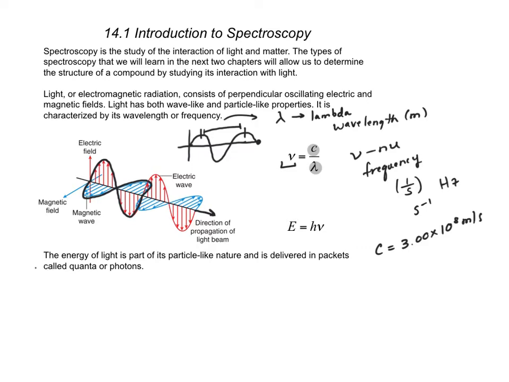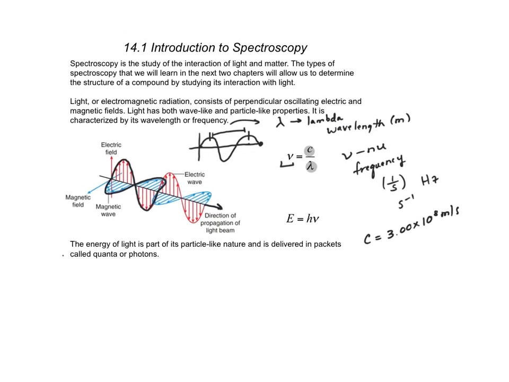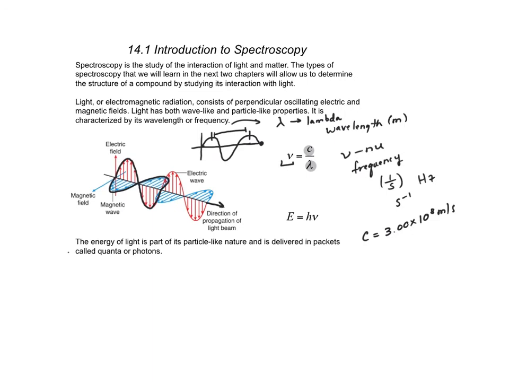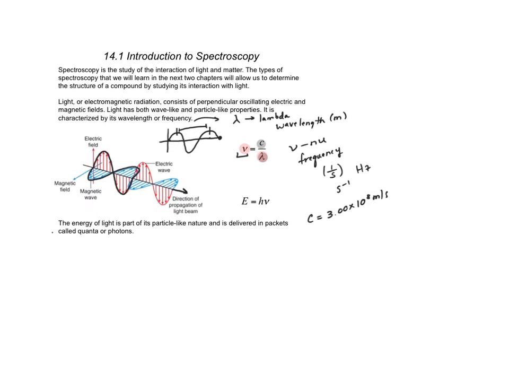Okay, so just as a review, what is the relationship between frequency and wavelength? Are they directly proportional to one another, or inversely proportional? Frequency and wavelength are inversely proportional to one another, meaning that the larger the wavelength, the smaller the frequency, and vice versa. So this is an inverse proportionality. That is if we treat light like a wave.